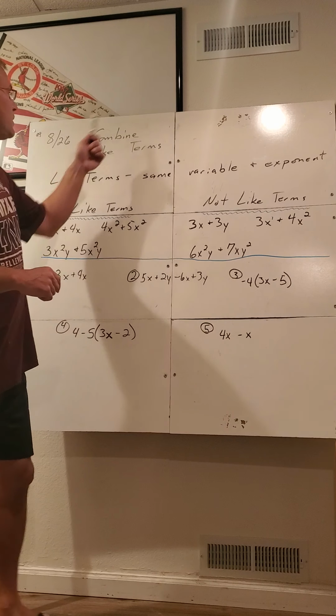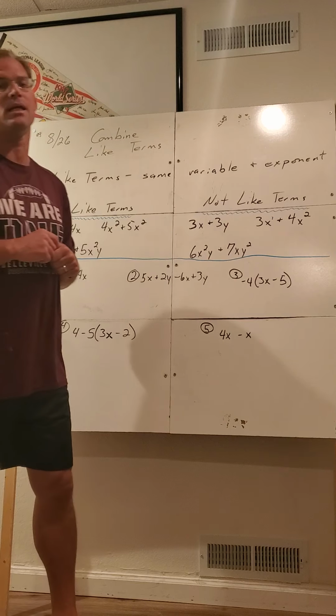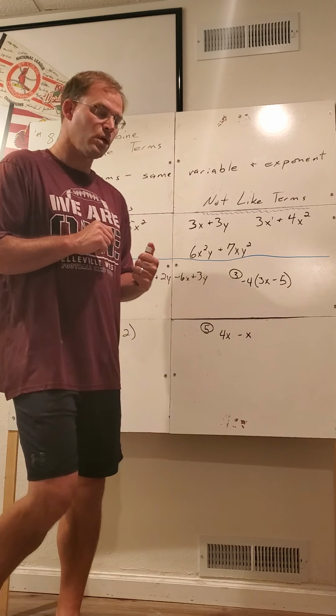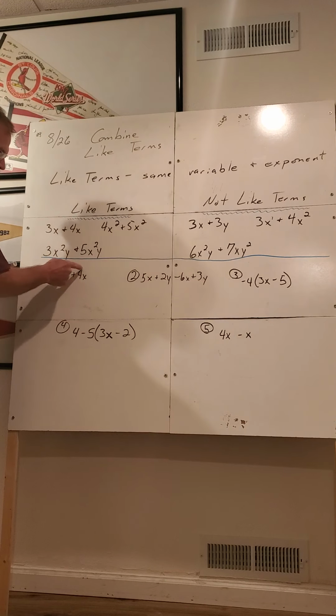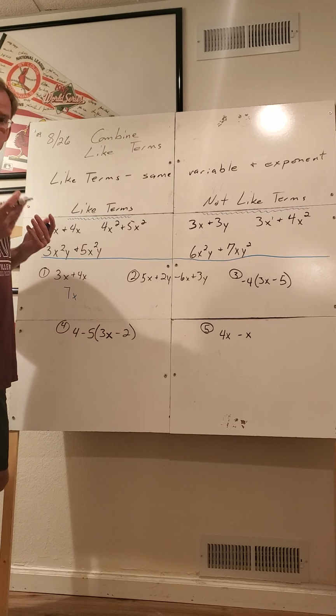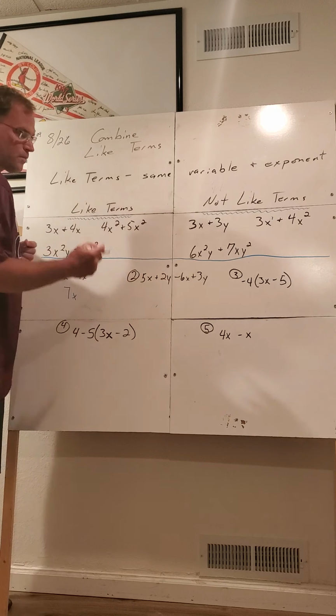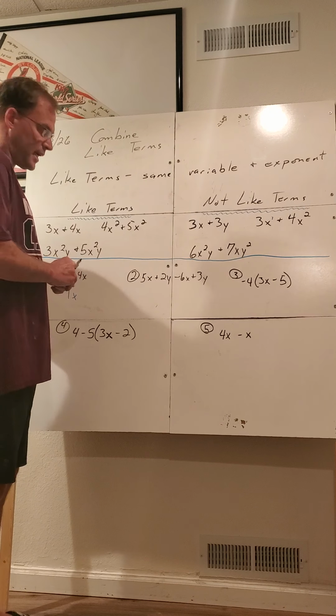Number 1, when we say combine like terms, we're talking about adding and subtracting. That's what combine like terms means, all right? So if I've got 3x plus 4x, I simply add them together. It is 7x. There you go. Add the coefficients. Number 2, first I need to identify the like terms.